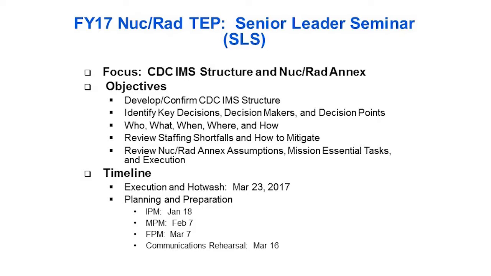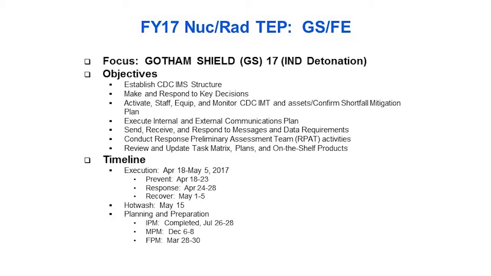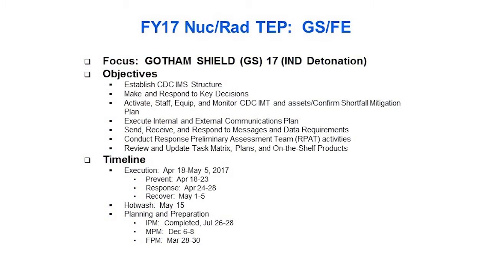Again, setting the stage for our senior leaders to come together, have the conversations about this type of threat for the agency, and capture that information and incorporate it into our training and our exercises. And then the main event. The main event was the Gotham Shield 17 improvised nuclear device detonated in Region 2 involving New York City, New York State, New Jersey, among others, a lot of federal interagency, DOD, and to include us here at CDC.